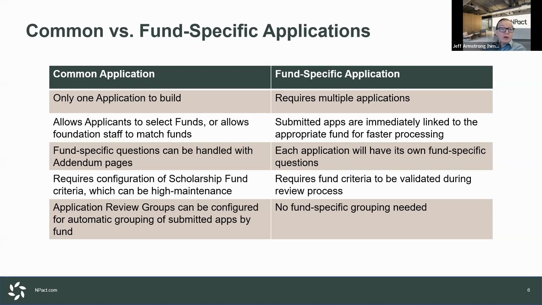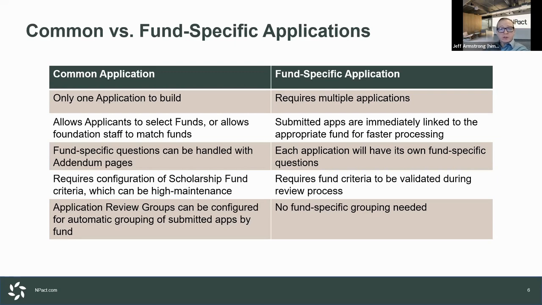Common applications require configuration of scholarship fund criteria. That example I gave earlier of a particular scholarship fund being just for female applicants who are engineering majors or whatever. If you've got a lot of scholarship funds and you need to configure those, that can be a lot of work in the beginning. It can be high maintenance if those criteria change. So it is a bit more work on the foundation side.